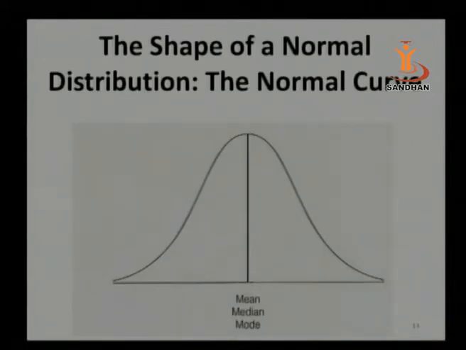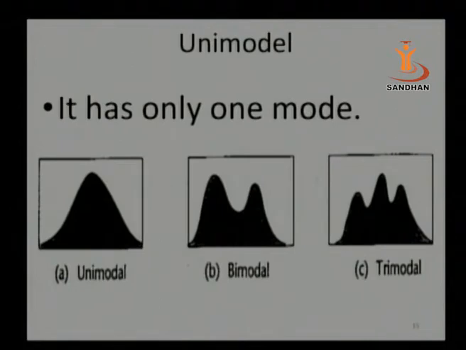Again, from the pictorial view, it is more clear that mean, median and mode are equal, and the curve has a bell shape and is asymptotic to the x-axis, never touching the x-axis. Okay, this property is unimodal, which means our distribution has only one mode, that you can see in figure A.